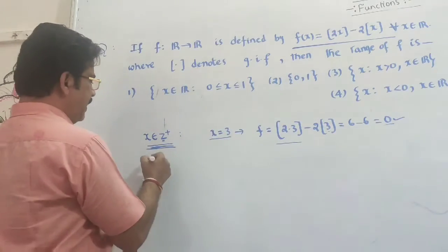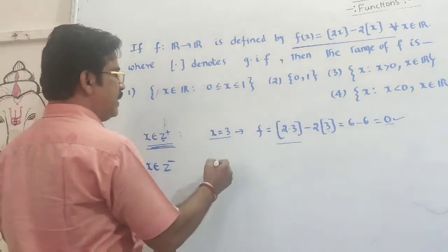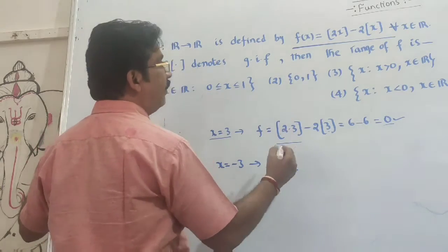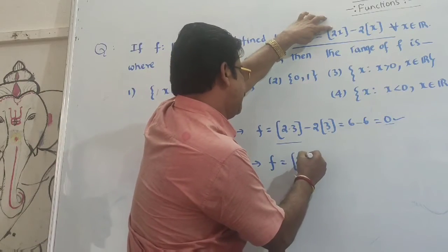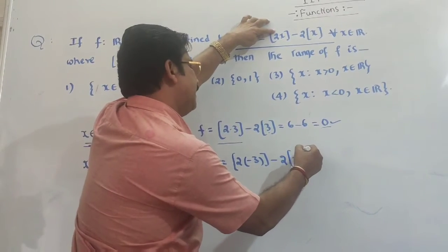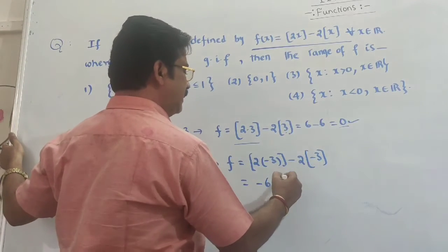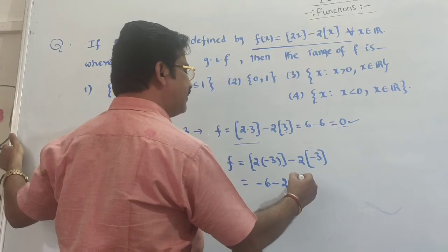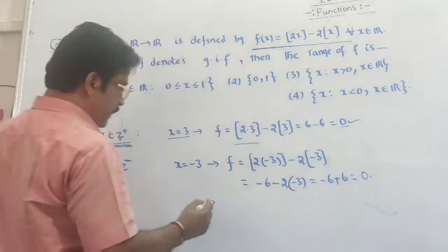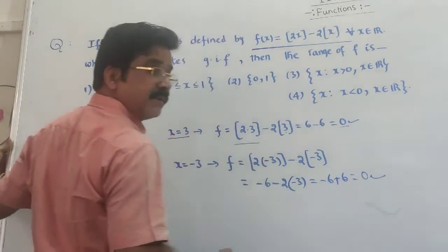Next, let us take x belongs to Z minus, means a negative integer. So let us take minus 3. Then f of x is equal to floor of 2 into minus 3 minus 2 into floor of minus 3. That is equal to floor of minus 6 minus 2 into minus 3. That is equal to minus 6 plus 6. That is equal to 0. So even though x belongs to Z minus, the output is 0.